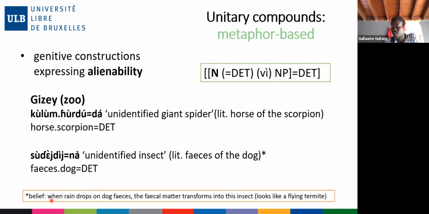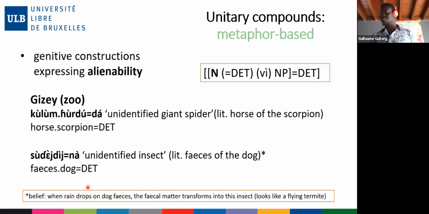And so, in some cases, I put some information here that is useful to say how people conceptualize animals and plants. So here the belief is that if rain drops on dog's feces, the fecal matter transforms into these insects, which look like a flying termite. But it has not been identified. I don't know if the Masa people here can tell me more about this insect. Now, these are other examples.